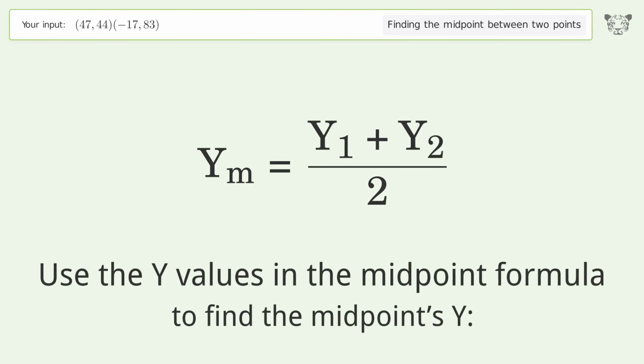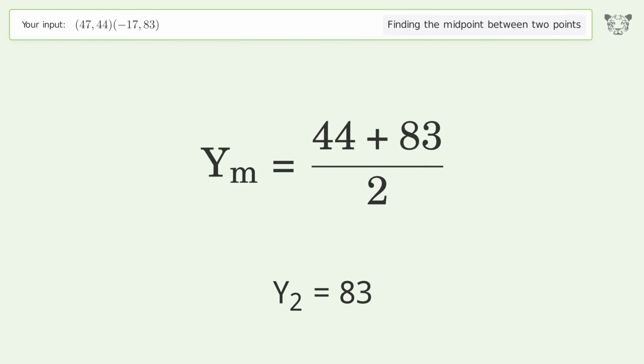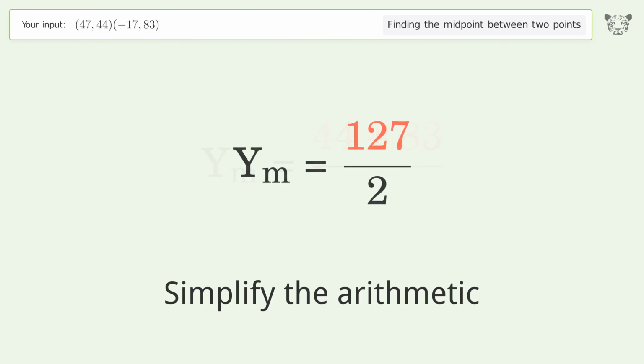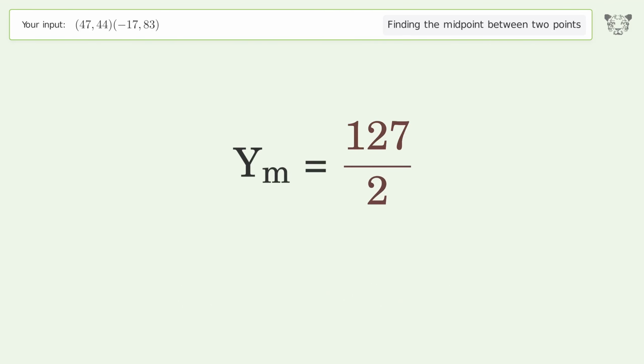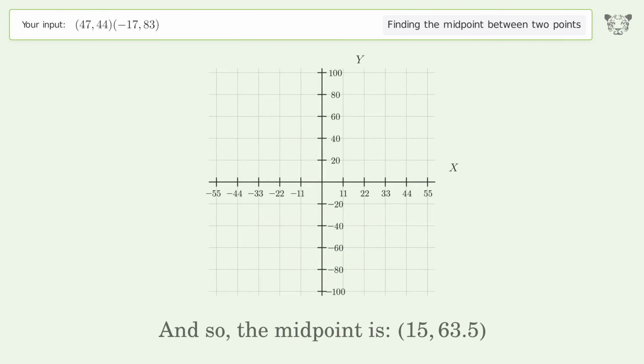Use the y values in the midpoint formula to find the midpoint's y. y1 equals 44. y2 equals 83. Simplify the arithmetic. And so, the midpoint is 15, 63.5.